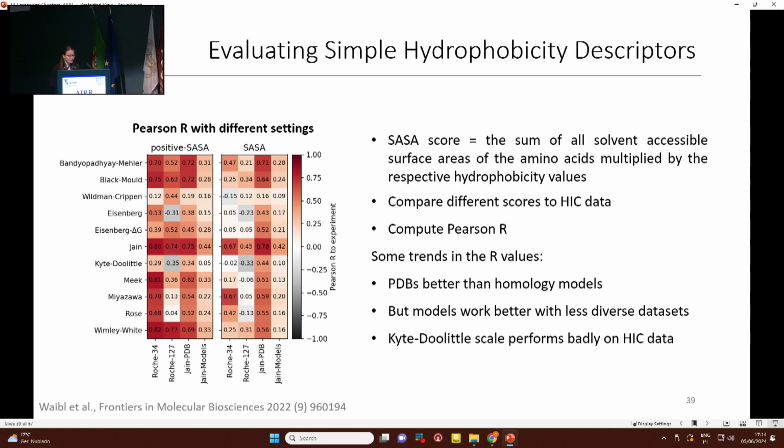And what you can see immediately is that PDB structures perform better. Homology models perform worse when you have a more diverse data set. But when you have a similar data set, homology models actually don't perform that badly, probably because the errors average out and you don't have an error addition where different inaccuracies sum up. Overall, the Kyte-Doolittle scale performs poorly on hydrophobic interaction chromatography data, but there are other metrics like viscosity and so on where some of these hydrophobicity scales might play another role.